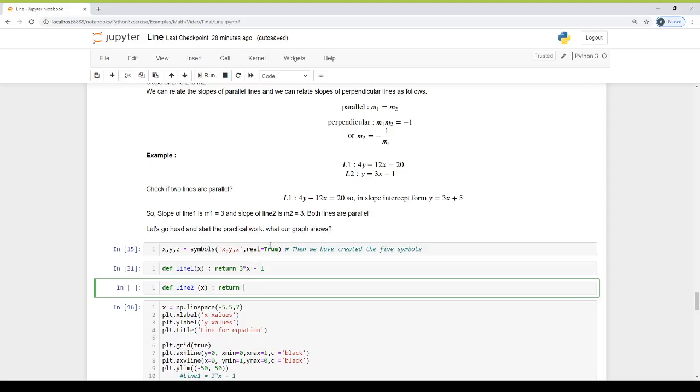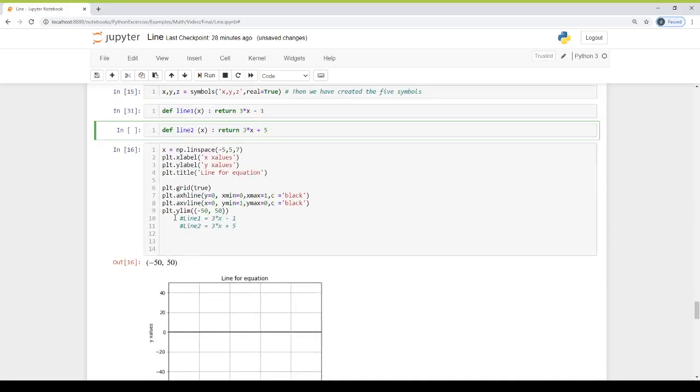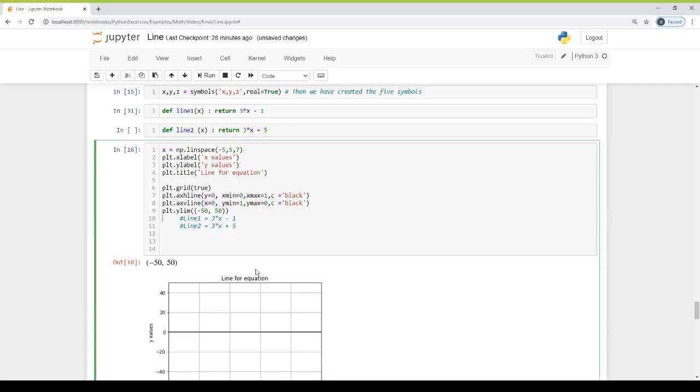So let's take line 1, and our second is 3 into x plus 5. This is our second equation. So for line 1, call the function y is equal to line 1 and pass the value of x, that is from -5 to 5, 7 values. So line 1 and x.